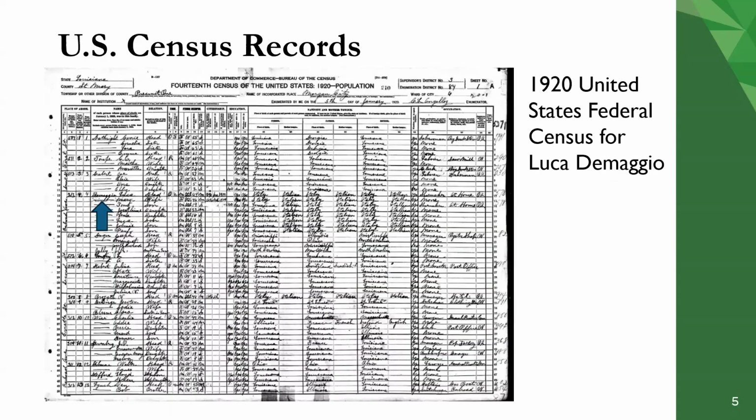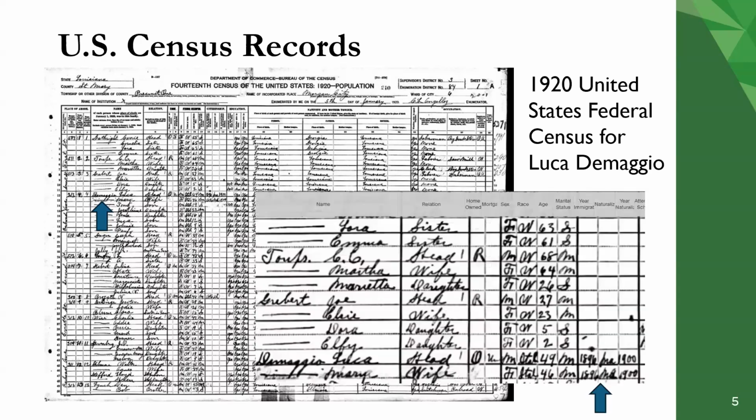So here's an example. This is a 1920 federal census for Luca DiMaggio, and he's living there with his wife and his kids. And if you take a real close look, he was born in Italy, so was his wife, but all of his kids were born in Louisiana. But then we can focus in on the three columns that we're really interested in, and that's the year of immigration, which they list as 1896. So that'll give me a time period where I'm going to go look for that passenger list.